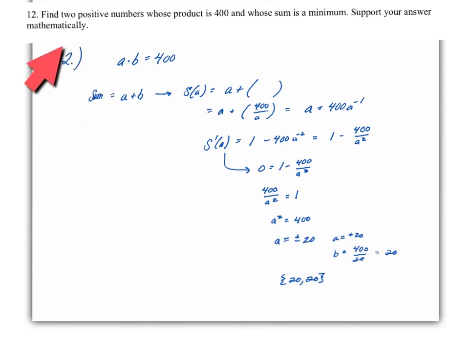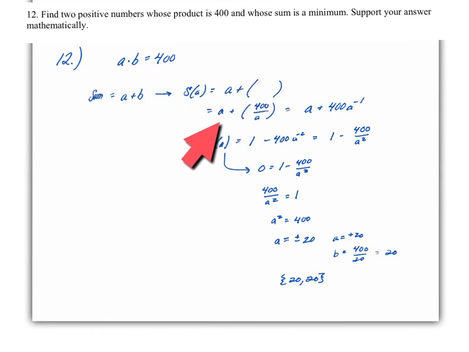All right, here in number 12, I have a numbers question. This one does give us a constraint early on that they have to be positive numbers. They give us a product of 400 and whose sum is a minimum. Okay, support your answer mathematically. Well, the product is a times b equals 400. The sum is a plus b. And so if I make my sum in terms of a, what is my b relationship but 400 over a? 400 over a is my substitution.